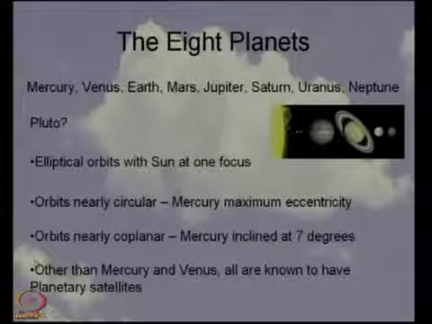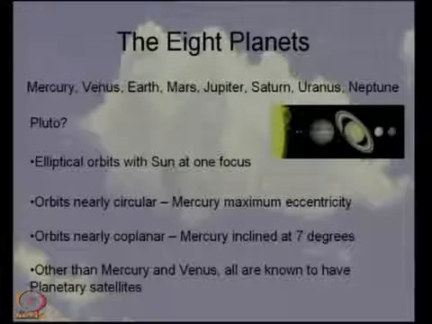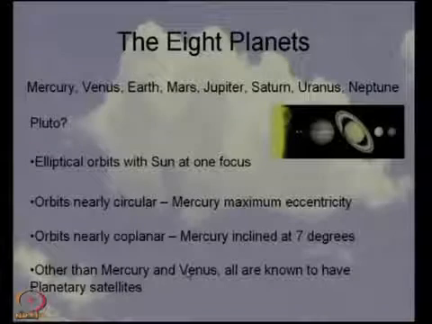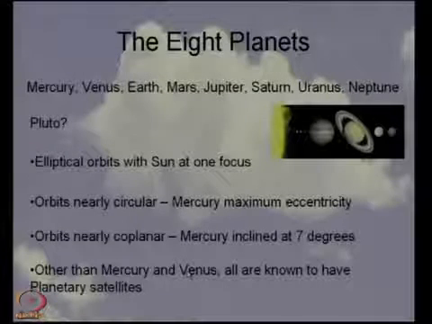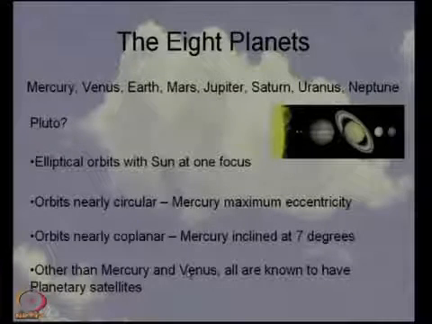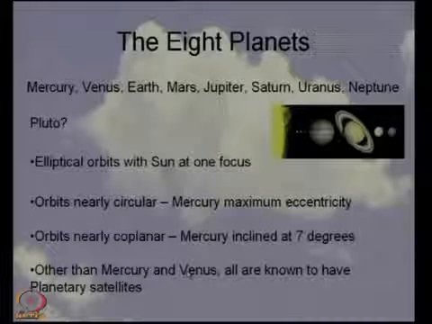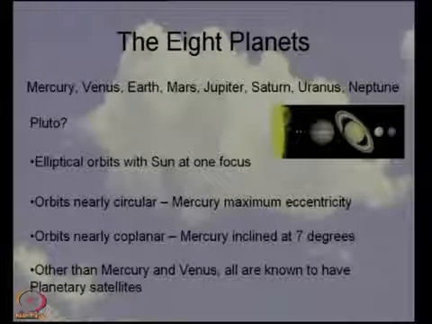This is not directly related to this. Other than Mercury and Venus, all the known planets have planetary satellites. Okay. So, whatever we have learnt about the two body problem, you can straight away apply to the orbits of these planets around the sun.